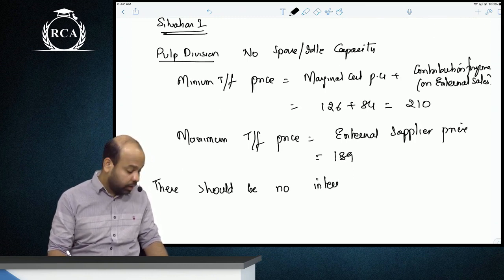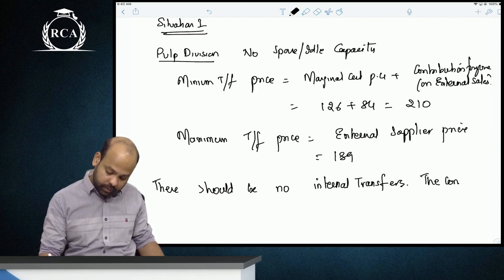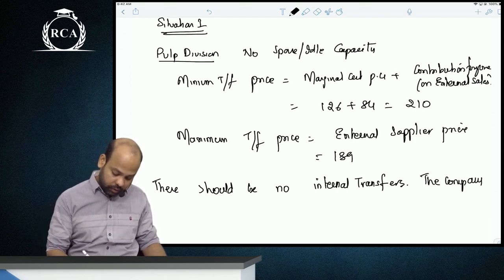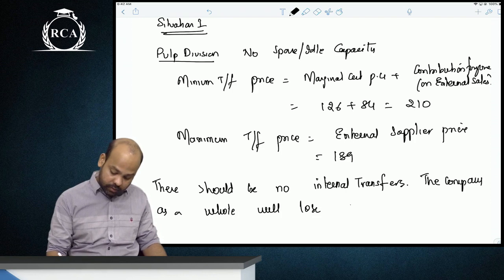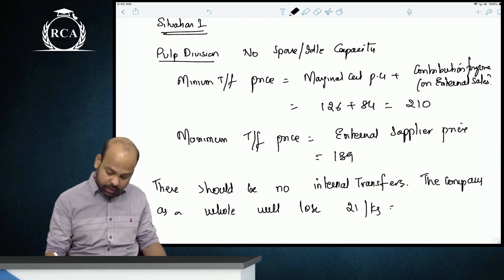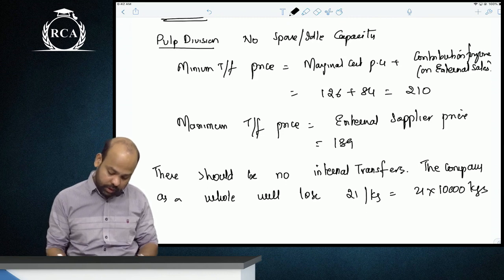There should be no internal transfers as such, guys. Why, beta? The company as a whole will lose. Please understand, guys, the company as a whole will lose. How much, guys? It will lose 21 per kg. That is 21 into 10,000 kgs, 10,000 only, beta. 2,10,000.